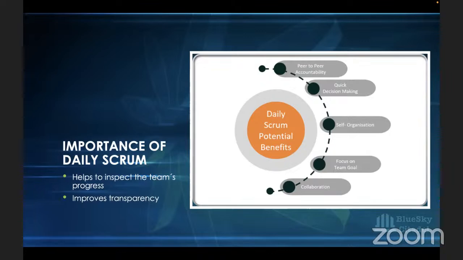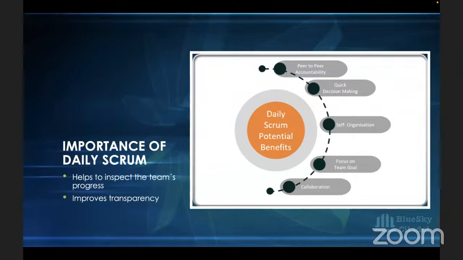And then it promotes self-organization because the development team are accountable to create a done increment. And by having a daily Scrum, they have to always inspect their own progress regularly. Remember that as a Scrum Master, you want to always aim towards having a self-organized team. So this daily Scrum promotes self-organization because they are responsible for their work. They're responsible for inspecting their own progress regularly, and it would make the team more self-organized, like I said.